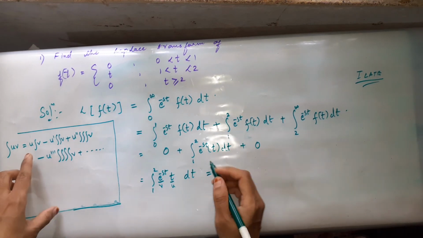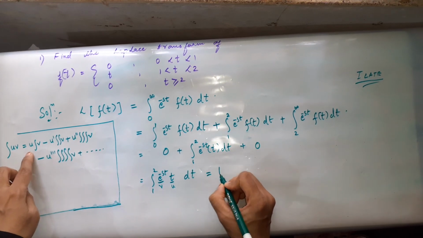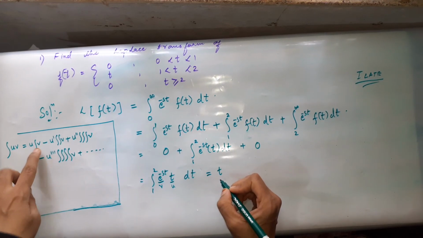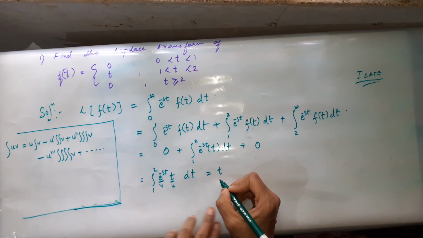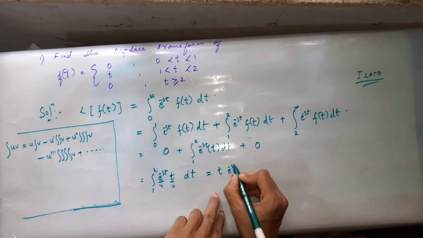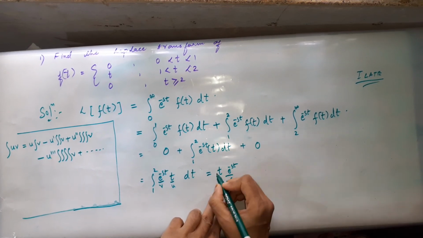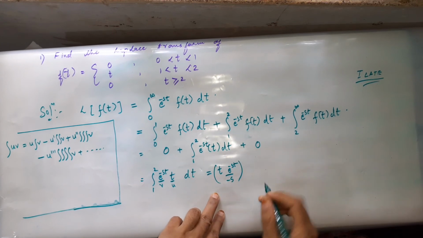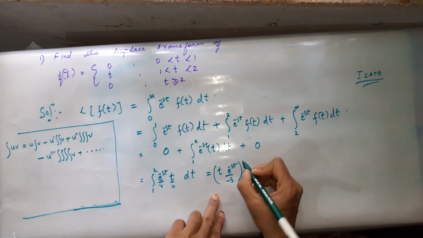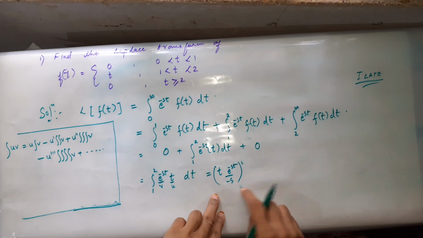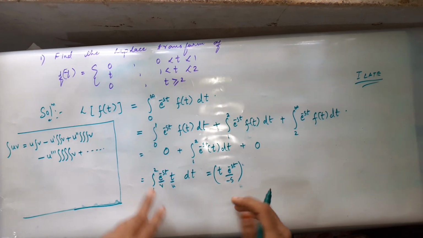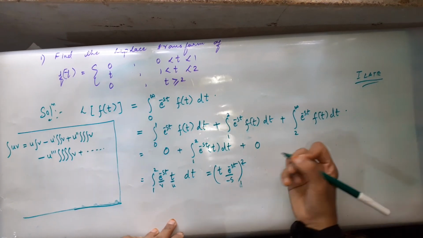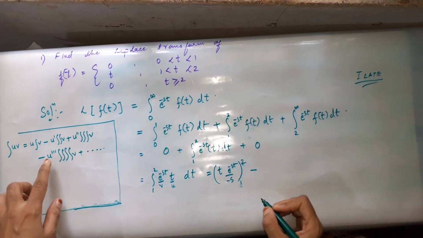Okay, so now you are going to keep your t as it is. That is your u as it is. Integration of v: what is the integration of e to power minus st? It is e to power minus st divided by minus s. This is your first part, with limits from 0 to, sorry, it's not 0 to infinity, it is 1 to 2 here. So 1 to 2, okay, minus derivative of u.